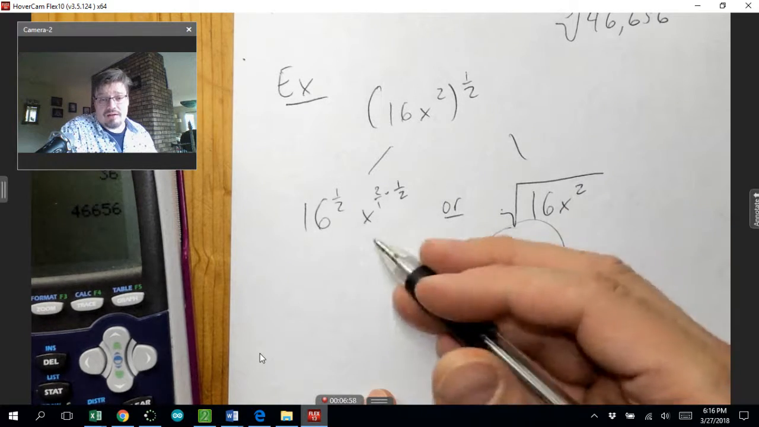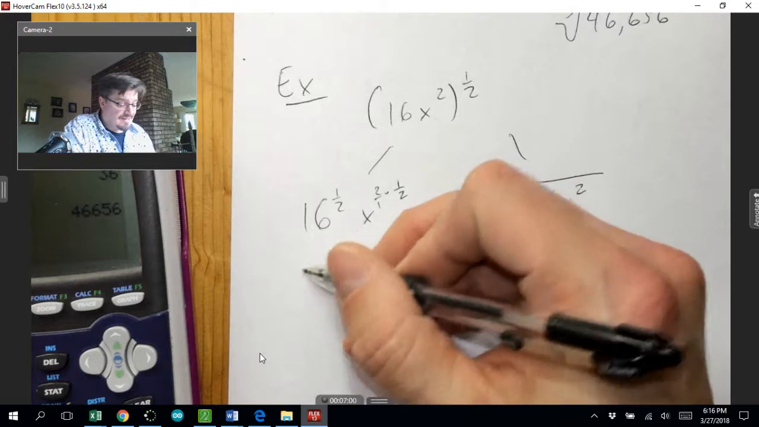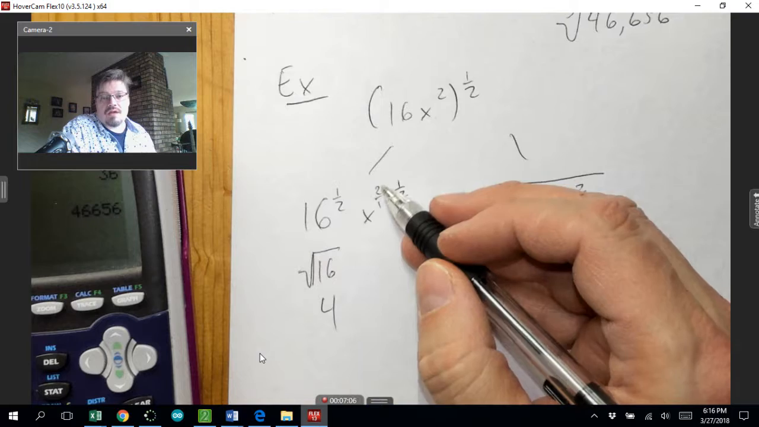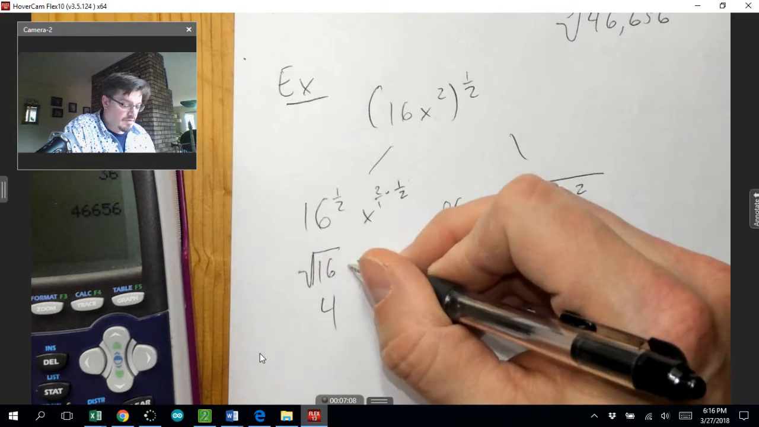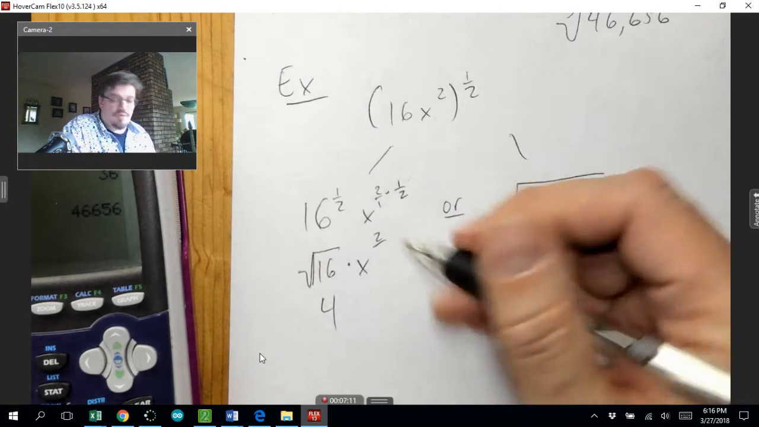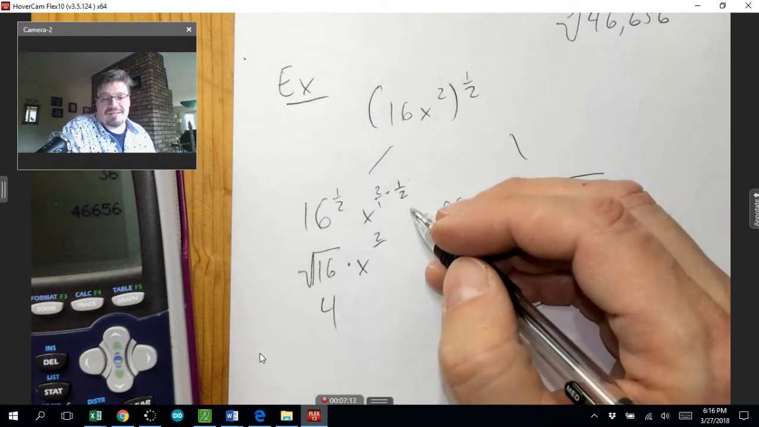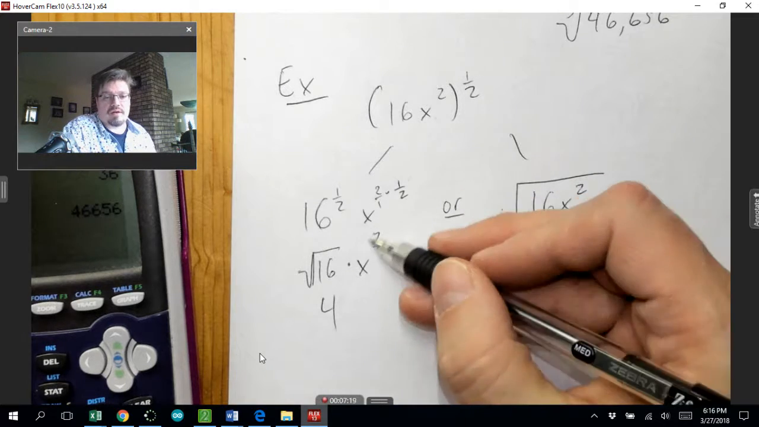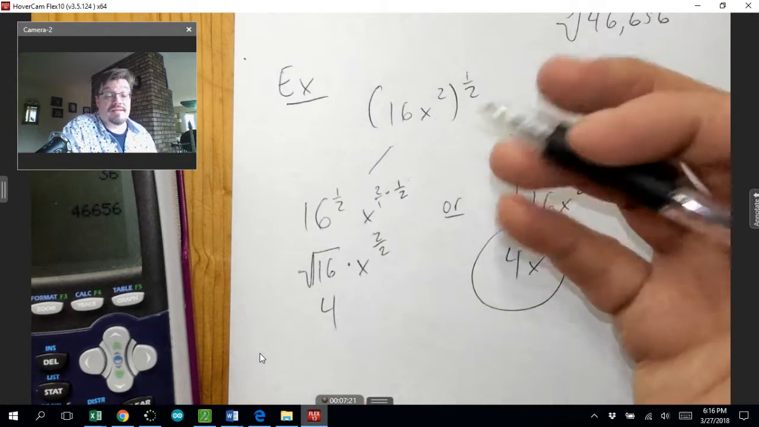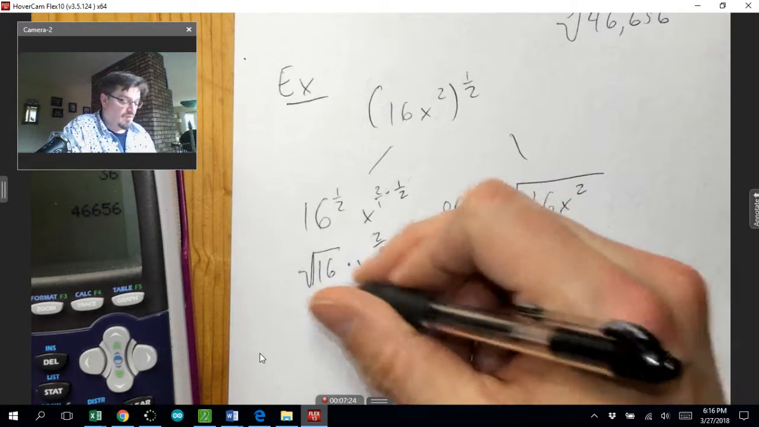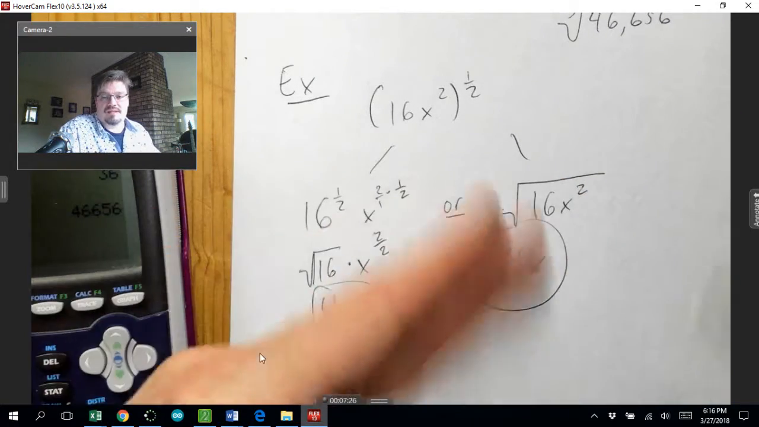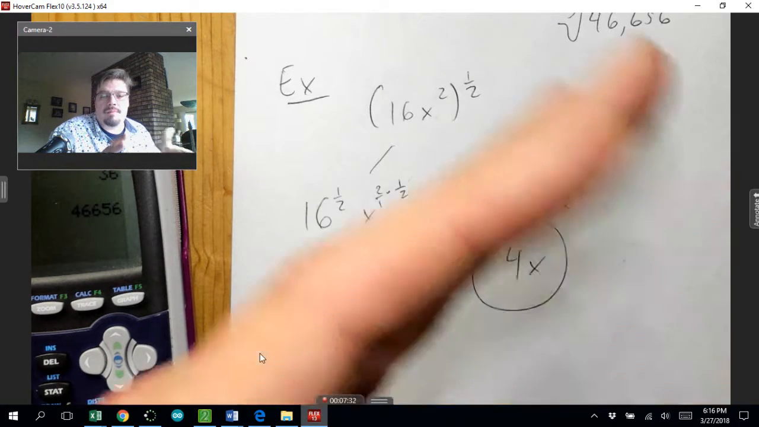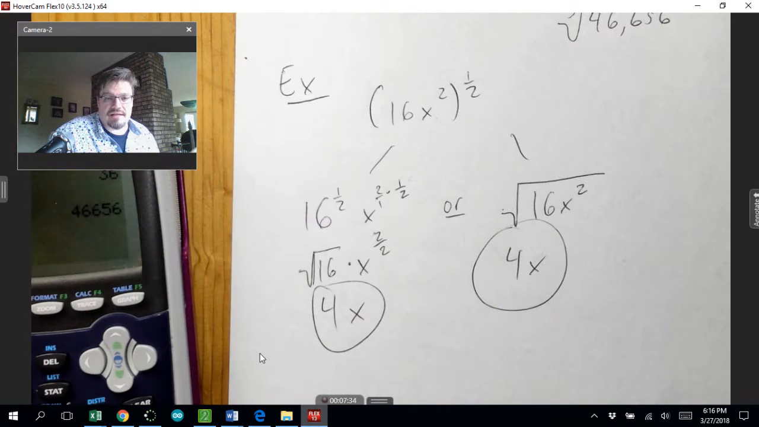Or I can look at it like this. I can look at this as the square root of 16, which is 4. And then 2 times 1 is 2 over the denominator, which is 1 times 2 is 2. And x to the 2 over 2 is x to the first power. So either way, both roads lead to the same result. So it's really what method you prefer to understand the situation.